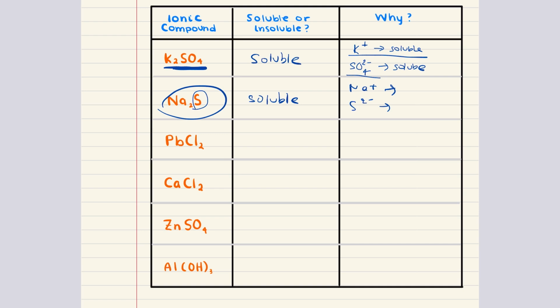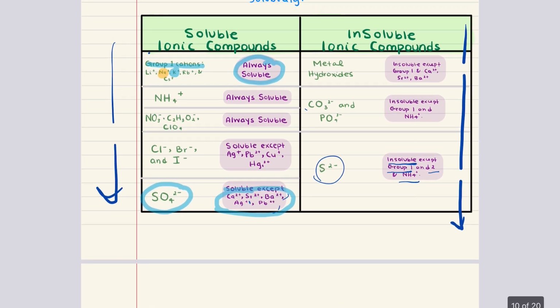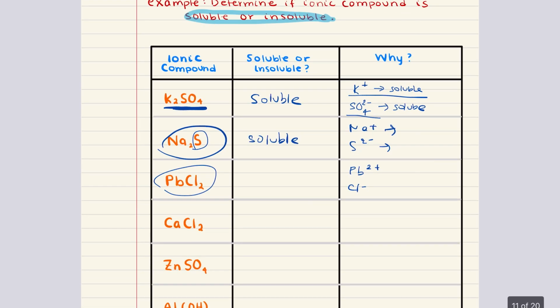All right, our next example is lead 2 chloride. So we have lead 2 and we have chloride. Let's look at our rules for chloride anions. Here's chloride. Chloride, bromide, iodide, these halogens right here are always soluble except if they're paired with silver, lead, copper, or mercury. And guess what? Here in this example, chloride is indeed paired up with lead, which means that it is no longer soluble. It is insoluble. So chloride compounds, while they're usually soluble, the exception is when the cation is lead, which it is here in this example. So this ionic compound is insoluble.